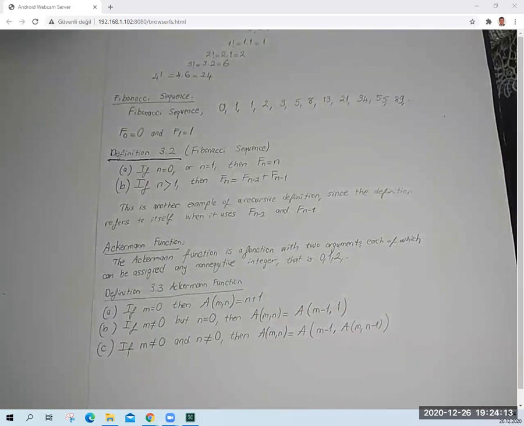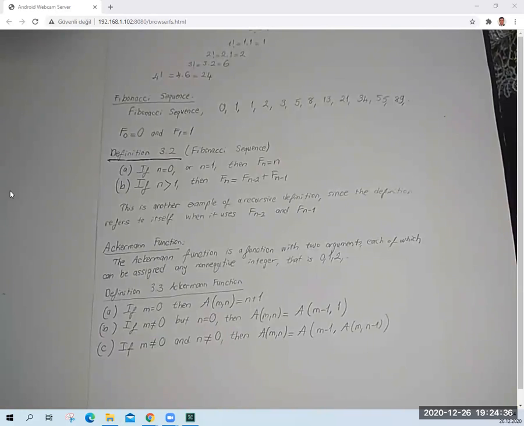So this is a little bit strange when you compare it to the previous ones, the Fibonacci series and the factorial recursive function. This is a little bit different.